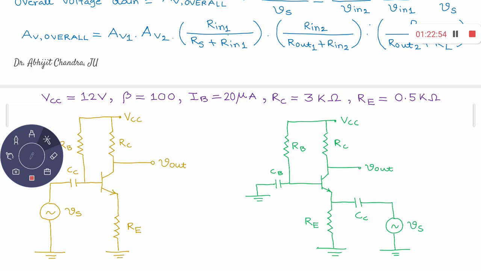Right? Here you have some emitter resistance connected. Minus RC upon RE. It's minus RC upon RE. So RC is given as 3 kilo ohms, RE is given as 0.5 kilo ohms. So typically, the gain is expected to be 6. Gain of 6. Okay?